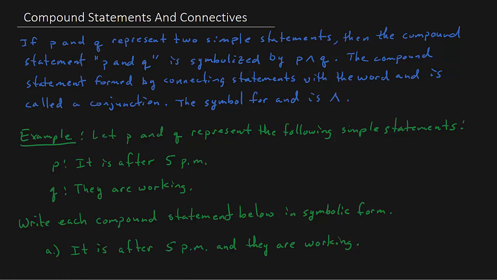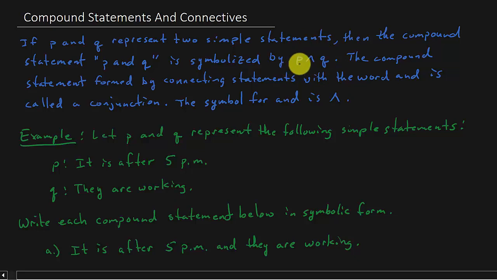So here we have, if P and Q represent two simple statements, then the compound statement P and Q is symbolized by this. Okay, it's just like the little caret on the keyboard, it means P and Q. The compound statement formed by connecting statements with the word and is called a conjunction. And this is your symbol here for and.